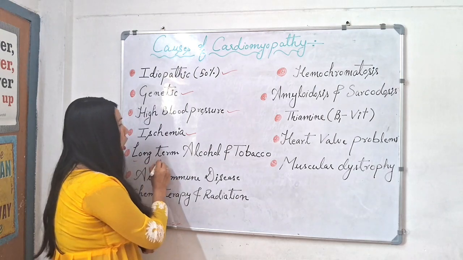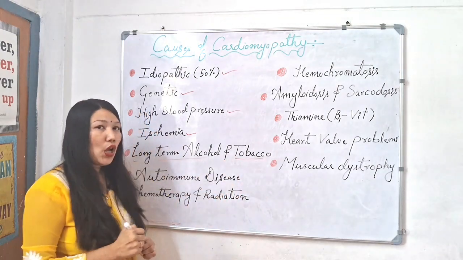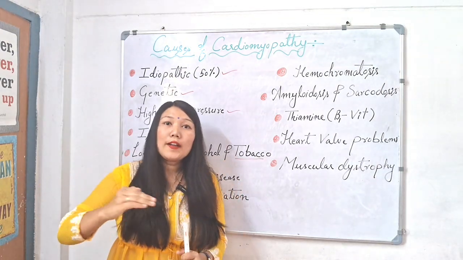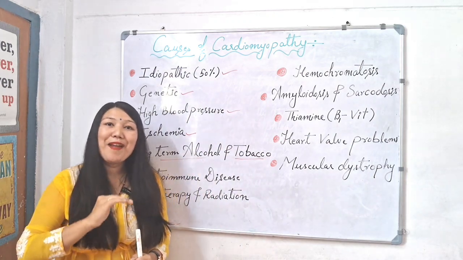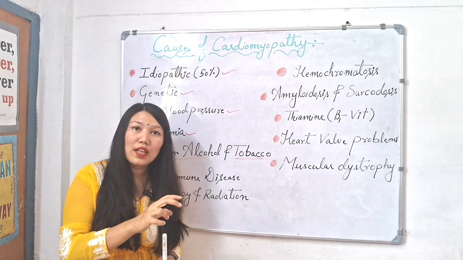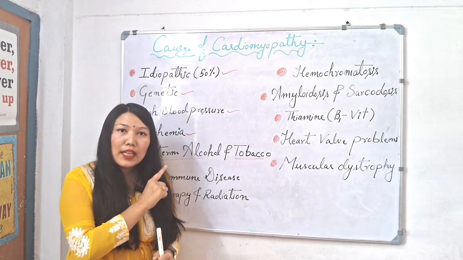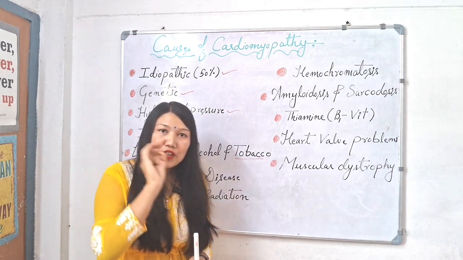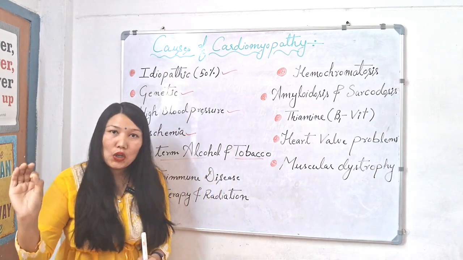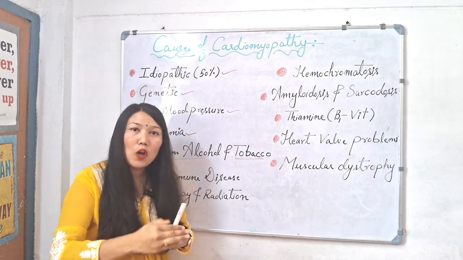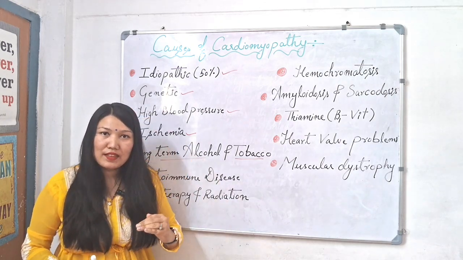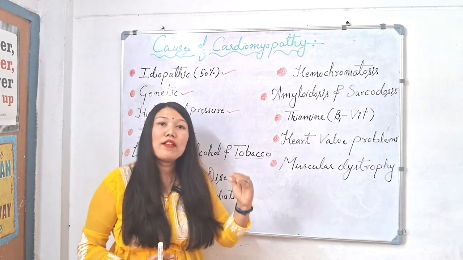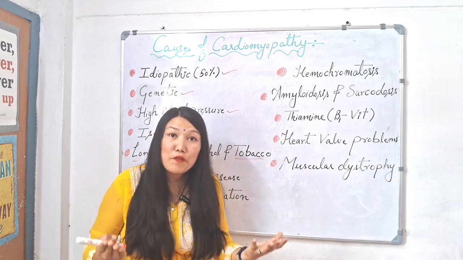Next we have long-term alcohol and tobacco. Long-term alcohol use creates high blood pressure, and high blood pressure creates an extra workload on the heart. And one more thing, drinking too much alcohol, or long-term exposure to alcohol, creates a thiamine deficiency, and thiamine is needed by our cells for the release of energy in the form of ATP.